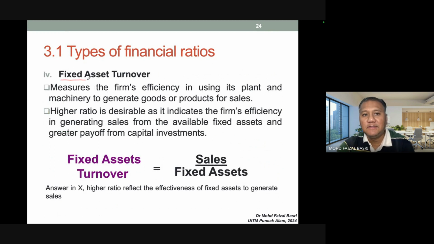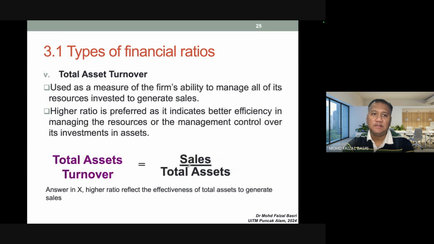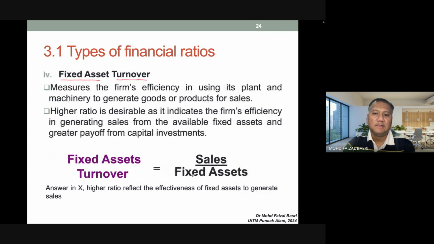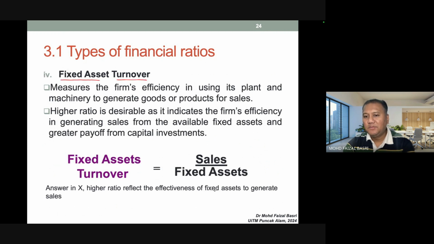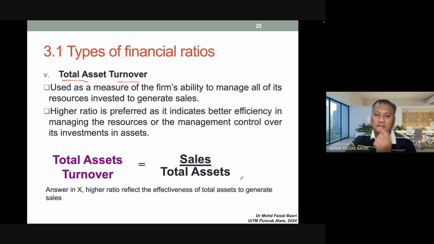Maknanya kat sini kita ada fixed asset and then we have sales. Okay, and then we flip to get dia punya position kan. So sales bahagi fixed asset. So kalau yang the fifth one, dia ada total asset turnover. So sama jugalah, formula dia adalah sales bahagi dengan total assets. Okay, kalau tadi sales bahagi fixed asset, now is sales divided by total assets. And both to see how good the company using their either total assets ataupun fixed assets to generate the sales.